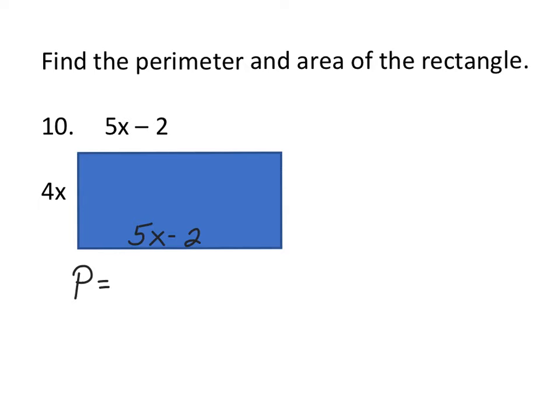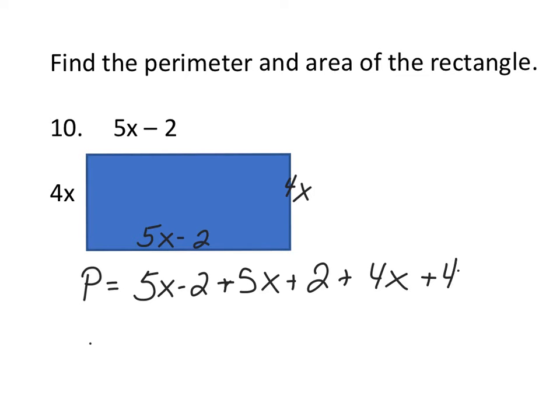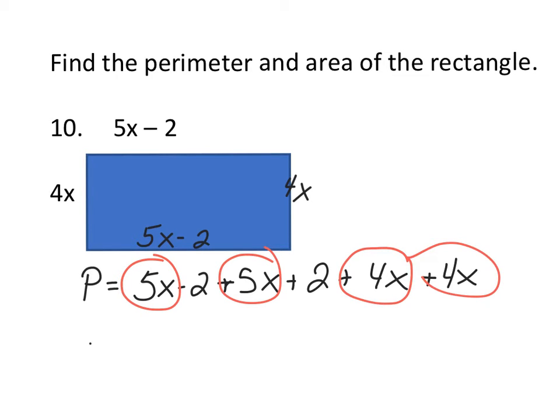So I'm going to label my other two sides so that I don't forget about them, because the common mistake is that some kids will just add up two of the sides. So I'm going to have 5x minus 2 plus 5x minus 2 plus 4x plus another 4x. And then I'm going to combine my like terms. So 5x, another 5x is 10x, plus 4x gives me 18x.